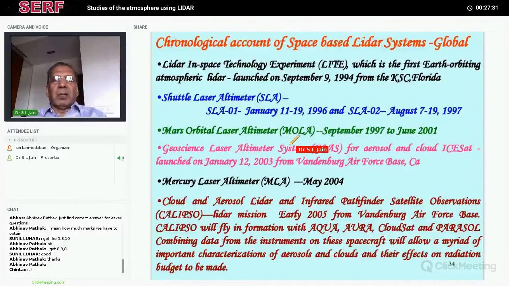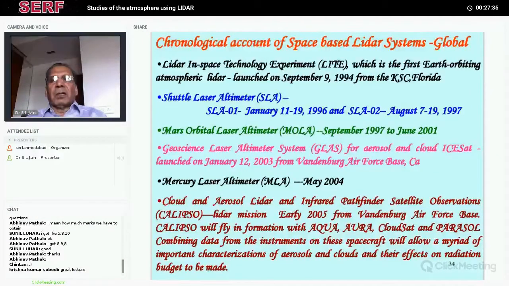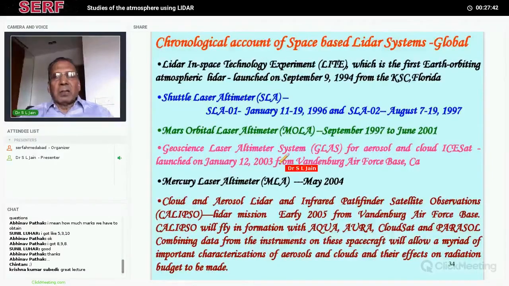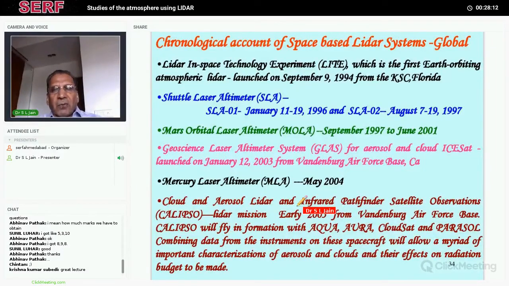The Mars Orbiter Laser Altimeter, that is MOLA, operated from September 1997 to June 2001. The Geoscience Laser Altimeter System, that is GLAS, for aerosol and cloud measurements, was on ICESat, launched on January 12, 2003, from Vandenberg Air Force Base in California. And the Mercury Laser Altimeter, MLA, was launched in 2004. And the Cloud-Aerosol Lidar and Infrared Pathfinder Satellite Observations, the CALIPSO LIDAR mission, was launched in the mid-2000s from Vandenberg Air Force Base.